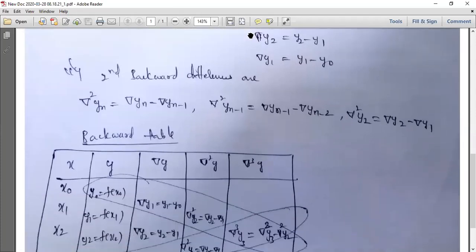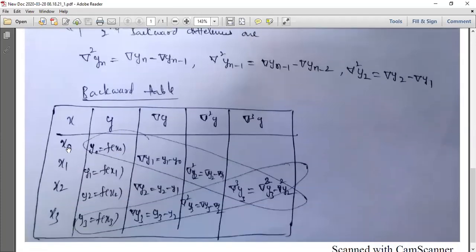From that, I am going to represent here the backward table. As before, these are the equidistant values of the x variable, and this is the y variable. Corresponding to these, y0 is equal to f of x0, y1 is equal to f of x1, y2 is equal to f of x2, y3 is equal to f of x3. The first order backward difference: nabla y1 is equal to y1 minus y0, nabla y2 is equal to y2 minus y1, and nabla y3 is equal to y3 minus y2.